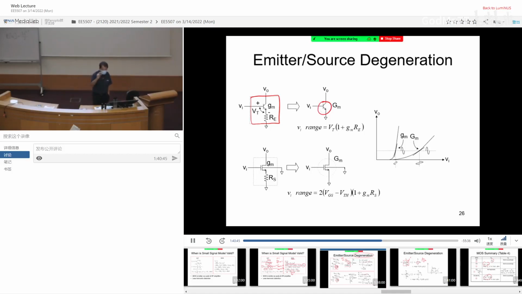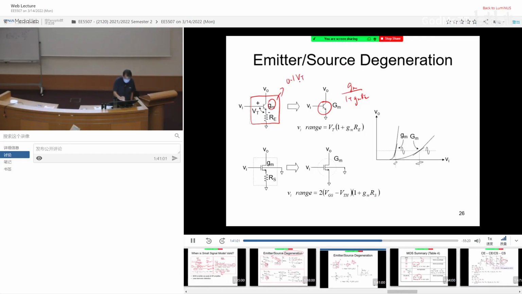This transistor will have a reduced GM. Okay, compared to BJT, we have a lowercase gm. This new transistor has a lower GM. This GM is given by GM divided by 1 plus GM RE. Now, if this guy can only handle 0.1 VT, then this guy can handle 0.1 VT multiplied by 1 plus GM RE. Because effectively, if you reduce the GM by a certain amount, you can boost the input voltage by the same amount.